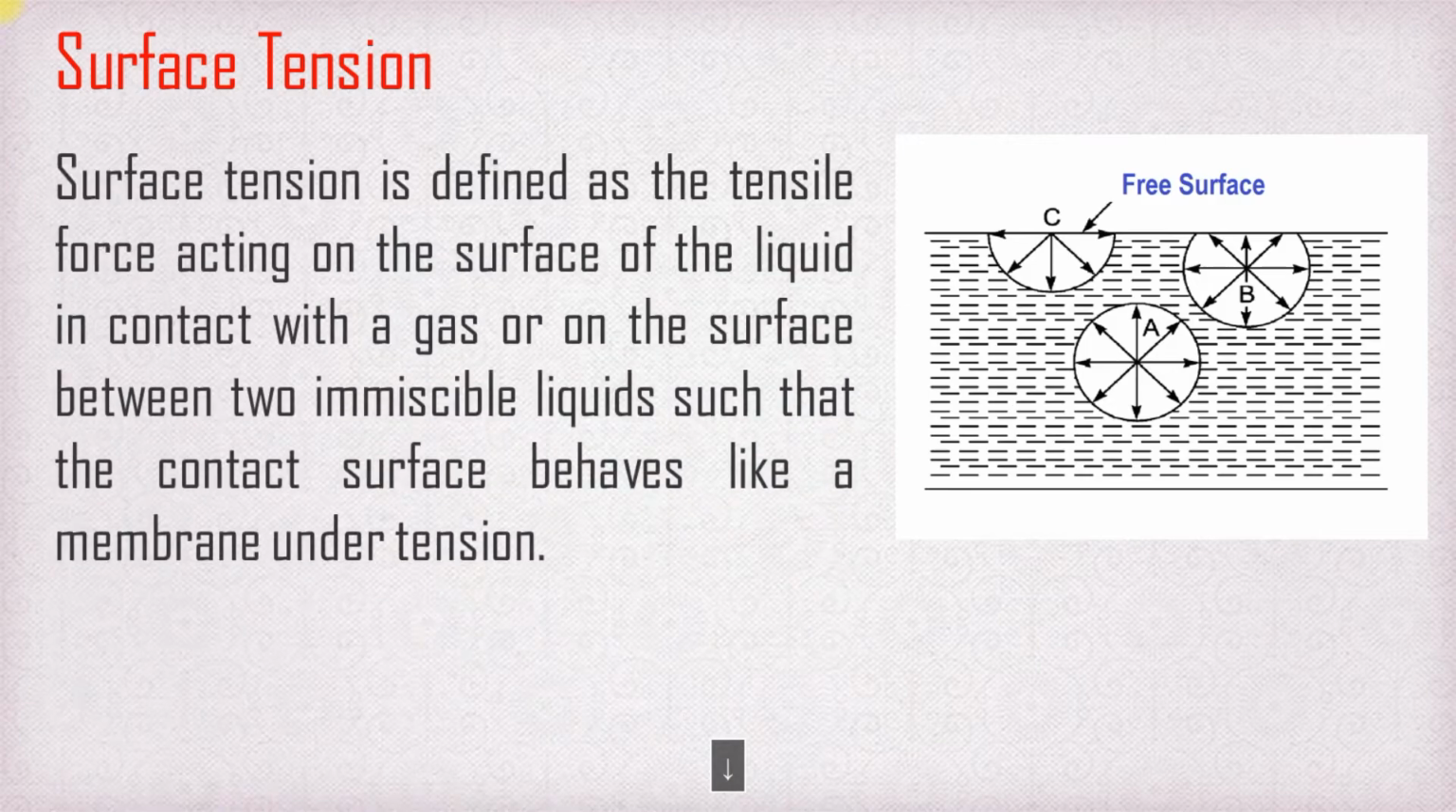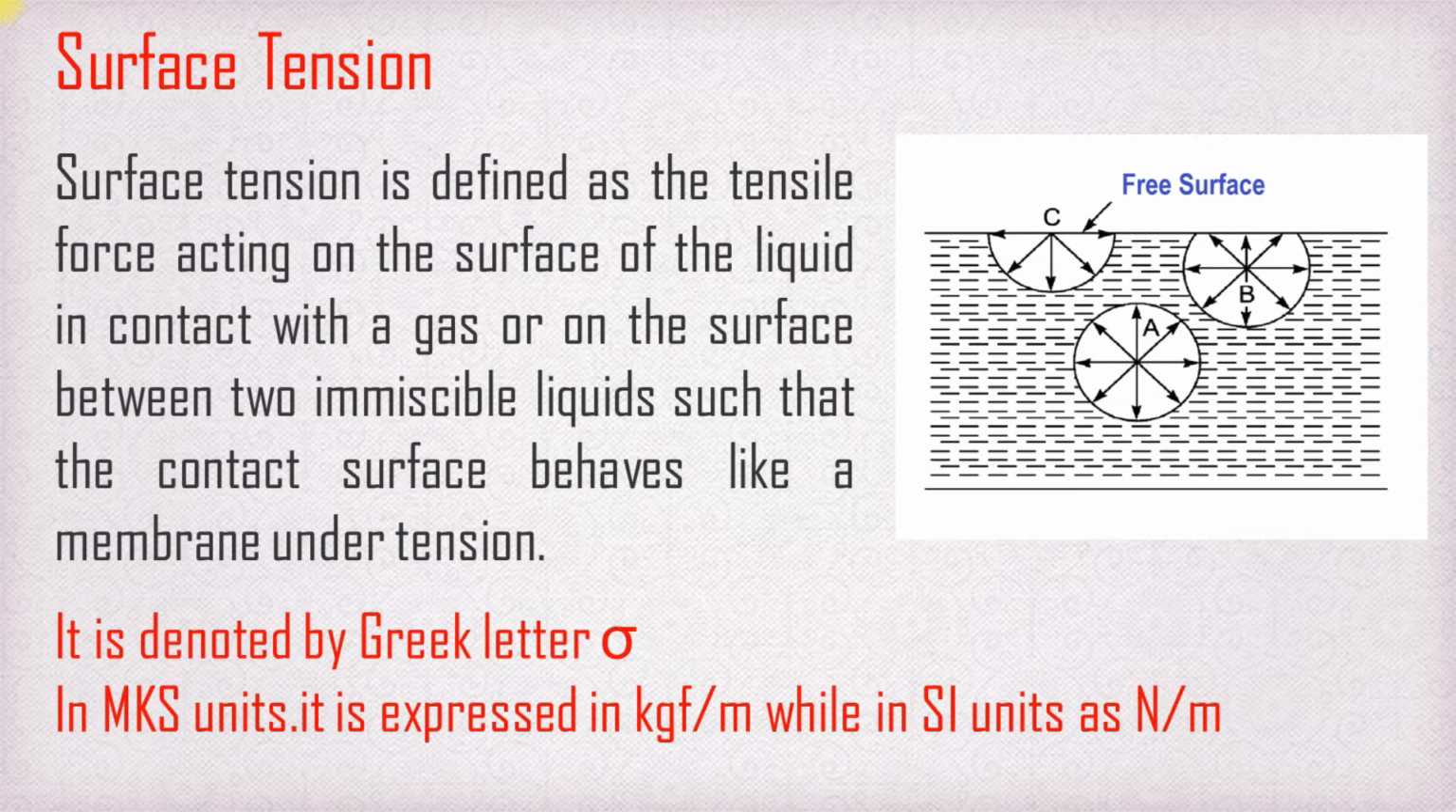What is surface tension? Surface tension is defined as the tensile force acting on the surface of a liquid in contact with a gas, or on the surface between two immiscible liquids, such that the contact surface behaves like a membrane under tension. So surface tension means the force acting per unit length. It is called surface tension.